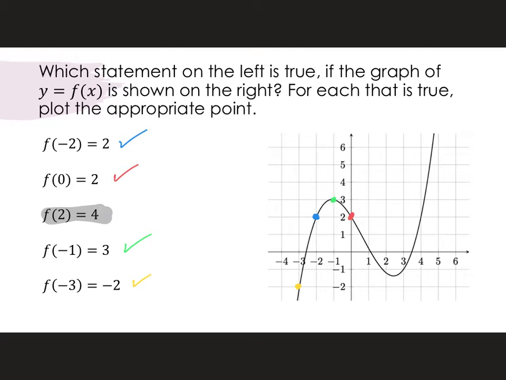On the left, I've put check marks next to the statements that were true in a color that matches the dots on the graph that correspond to those facts. The one statement that is not true is the center one, f of 2 equals 4. For that to be true, the point (2, 4) would have to be a point on my graph, and I can see the point (2, 4) is right here. That is nowhere near my graph.